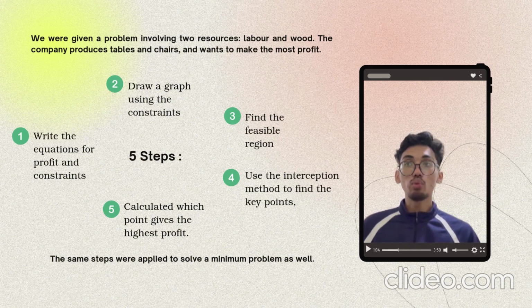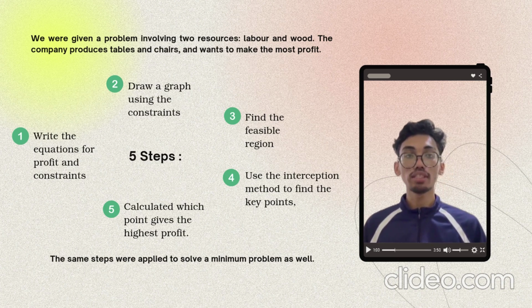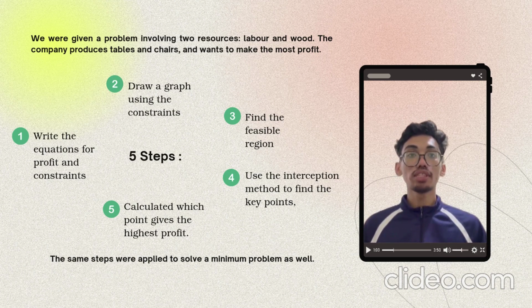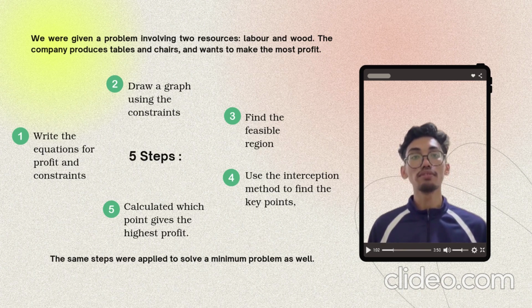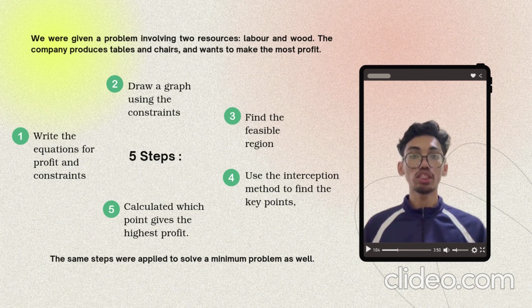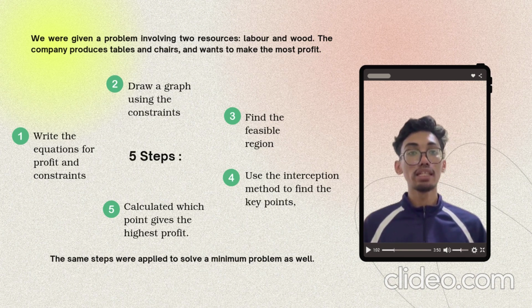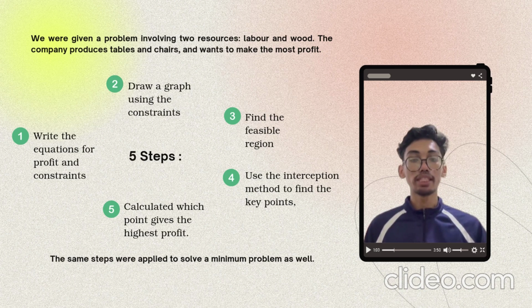In this project, we discuss a case study involving two resources, which are labor and wood. The company produces tables and chairs, and the company wants to make the most profit. To solve this problem, the first step is we write the equation, where we want to maximize or minimize, and then we make the constraints, which are the limitations, and make sure our numbers are positive.